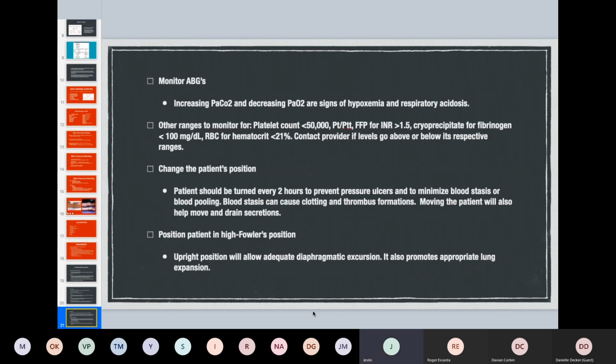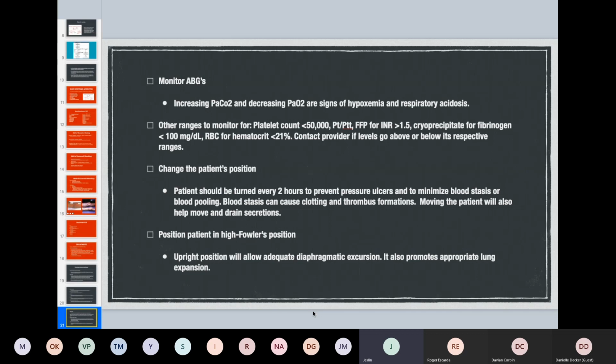With DIC, you would monitor ABGs. Increasing PaCO2 and decreasing PaO2 are signs of hypoxemia and respiratory acidosis. Other ranges you would monitor: platelet count, where anything below 50,000 should definitely be addressed to the provider. You would monitor PTT. INR shouldn't be greater than 1.5. Fibrinogen shouldn't be less than 100 milligrams per deciliter, and hematocrit should not be less than 21%. If any of these levels go way above or below their respective ranges, it should be addressed to the provider.